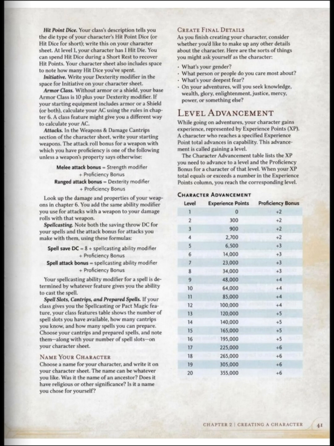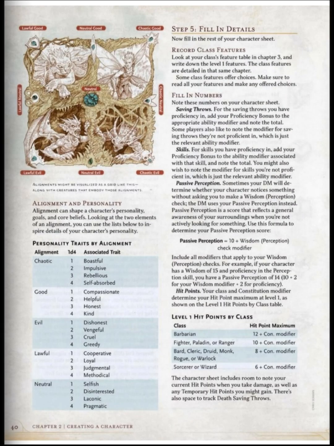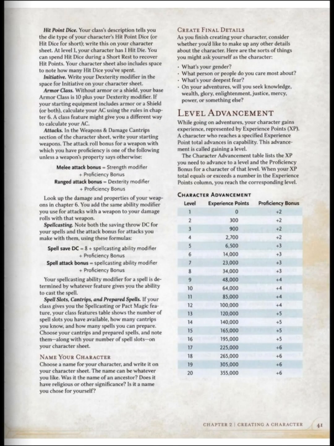Page 41. Hit Point Dice. Your class's description tells you the dice type of your character's Hit Point Dice, or Hit Dice for short. Write this on your character sheet. At level 1, your character has 1 Hit Die. You can spend Hit Dice during a Short Rest to recover hit points. Your character sheet also includes space to note how many Hit Dice you've spent.